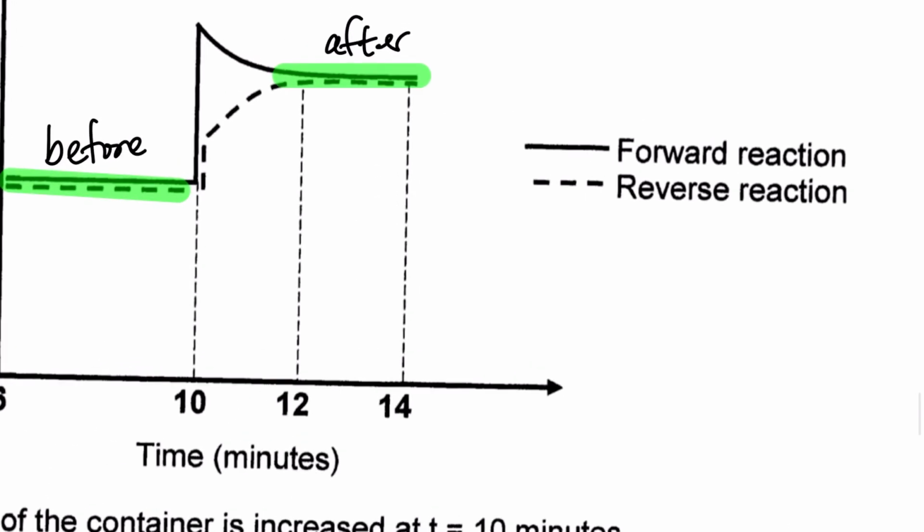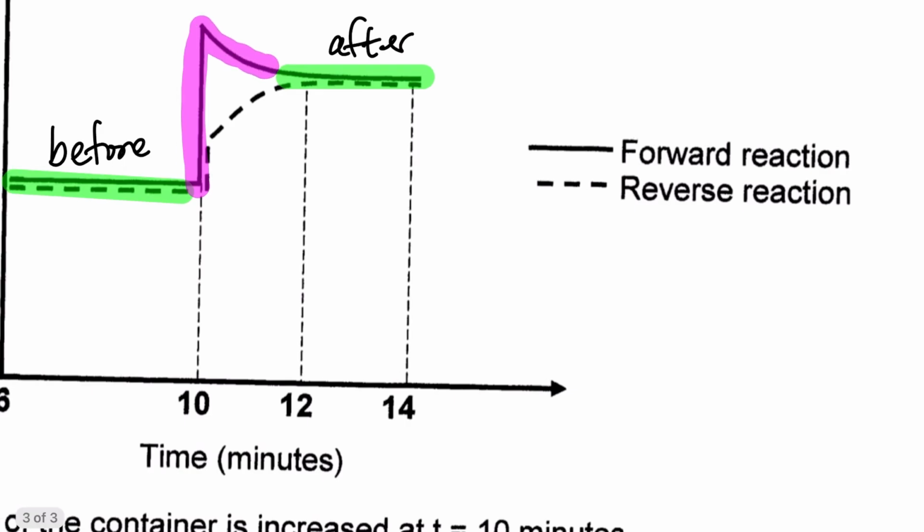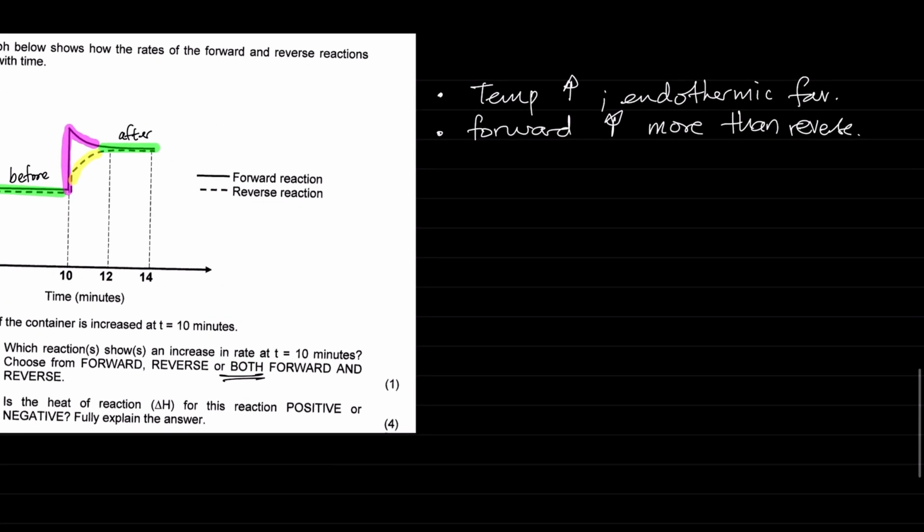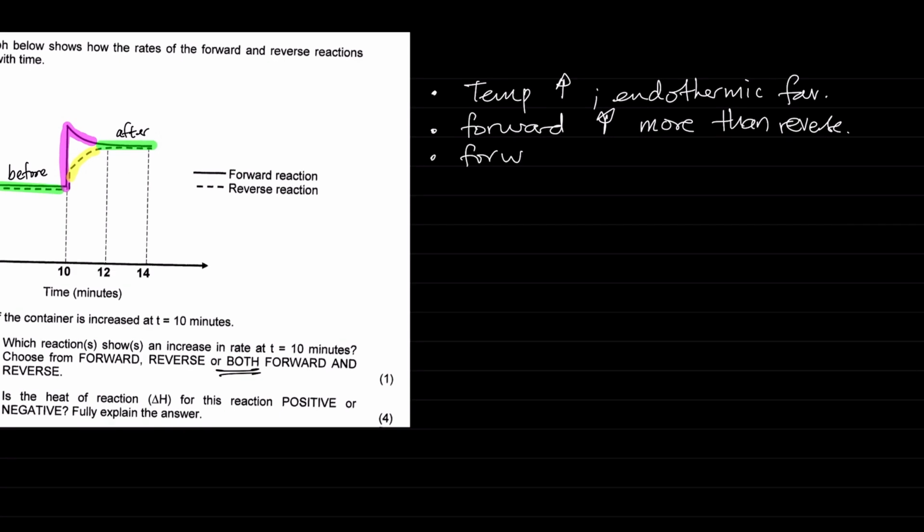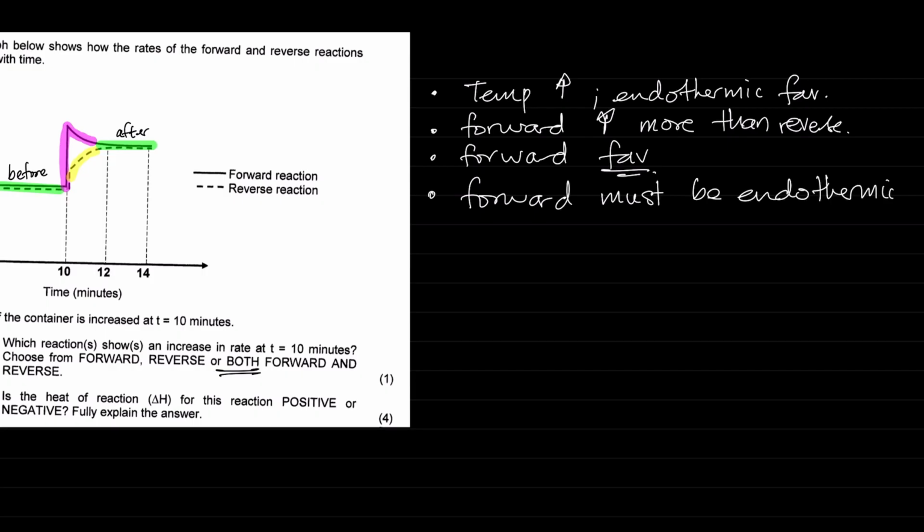Right? We can see it here. So the forward is a solid line, so it increased all the way up there and then reached equilibrium, but the reverse just went here. So that tells us that the forward was favored. Okay, now since the forward was favored, we can then make the statement that the forward must be endothermic. That means the forward reaction has a delta H that is greater than 0.